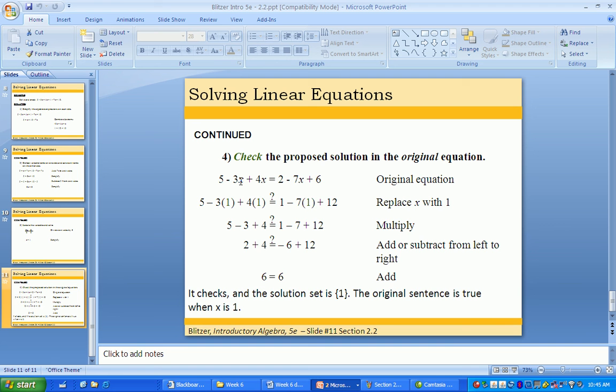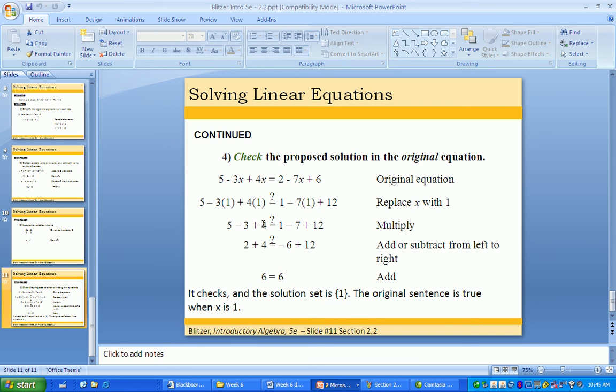5, and we know 3 times 1 is just 1, 4 times 1 is just 4, 7 times 1 is just 7. And now we have 5 minus 3 plus 4, and we're going to be checking to see if this is indeed a solution, if this is indeed true, that this side is equal to this side. We don't have to move anything, we just need to check the work.